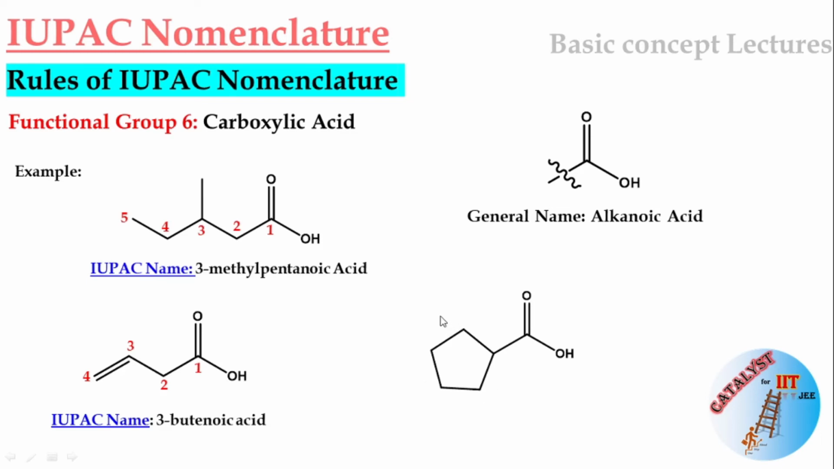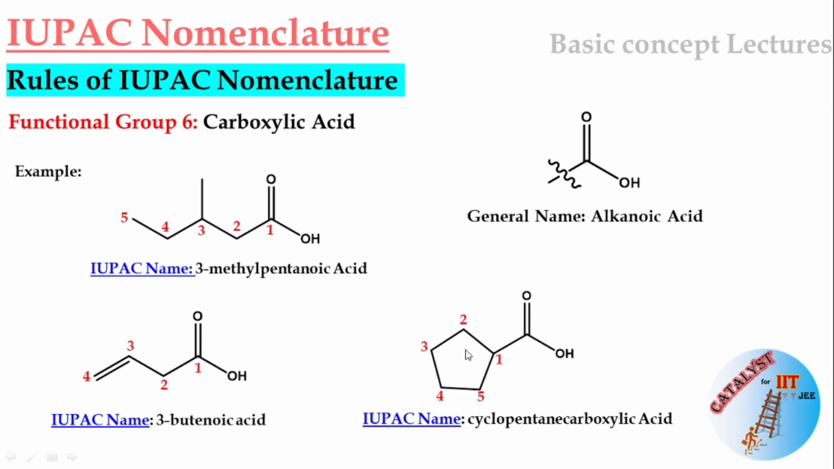So this is the next example, which contains a cyclic structure. Sorry, it's not a chain. So this is the cyclic structure which contains the carboxylic acid, and according to the rule you have to give number 1 to your carboxylic acid, and this is the correct numbering for your cyclic structure: 1, 2, 3, 4 and 5. So that's why it will be cyclopentane.